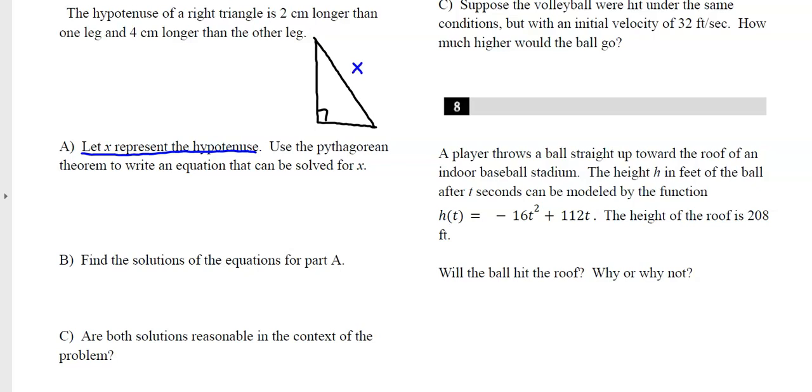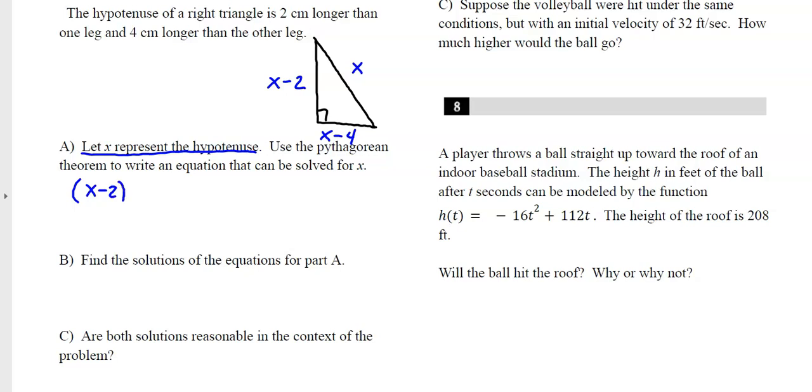So if I'm 2 bigger than one of them, this one is going to be x take away 2. So now my hypotenuse is 2 bigger than him. And then my hypotenuse is 4 bigger than the other, so this will be the hypotenuse take away 4. So that's your first part. Now I got to use the Pythagorean theorem to solve this thing. This is going to be a little bit of work.